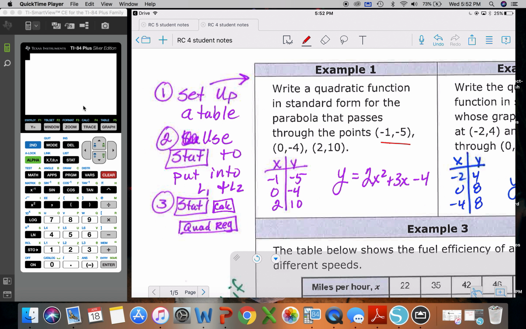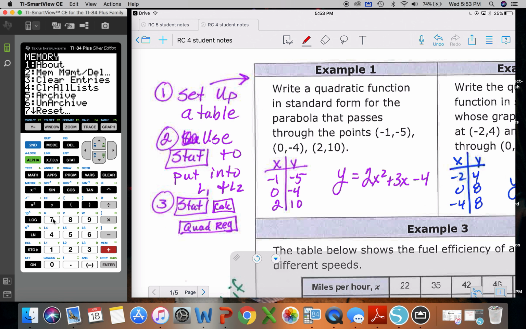The first thing they did was take each of the points and rewrite them with x's and y's into a table. Anytime you have more than 1 point, so 2 or more points, you can use a table. If you can use a table, then that means you can do stat edit. To use stat, we're going to put it into L1 and L2. So over on the left side with my calculator, I'm going to do stat edit, and I make my calculator look exactly like my paper. So -1, -5, 0, -4, and 2, 10.